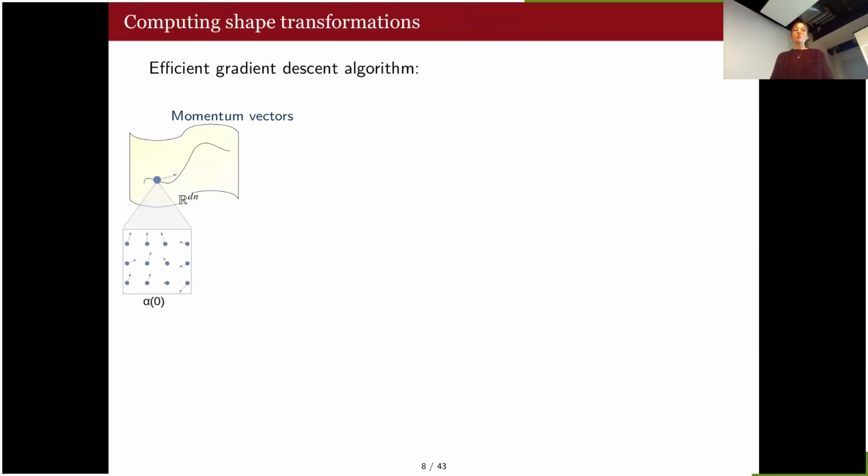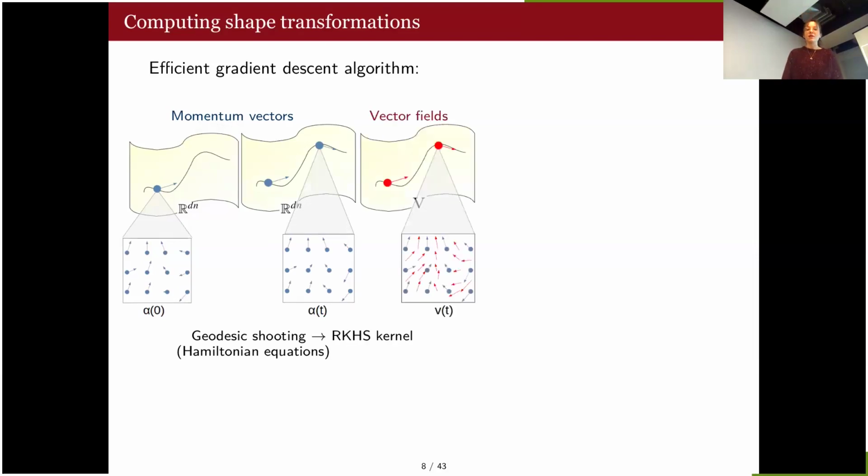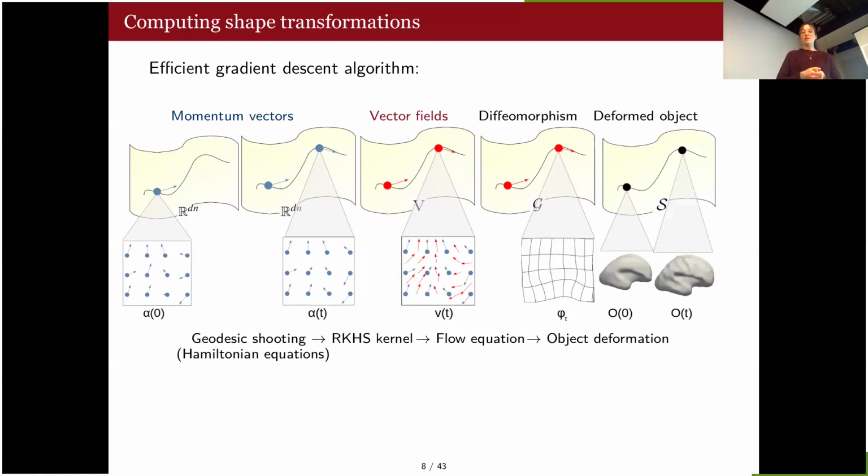So to summarize, how do we compute shape transformations in this specific setting? We can use a very efficient gradient descent algorithm. And so to compute transformation between shapes, we actually need to know only the initial momentum vectors and the initial control points. So from the initial momentum vectors, we can perform geodesic shooting and compute the value of the momentum vectors at any time t. Then, by using the RKHS kernel that I introduced, we can infer the value of the velocity fields at any time. Finally, by integrating the flow equation, we can compute our diffeomorphism phi of t. And finally, we can apply it to our source object to obtain the deformation of our object with time.